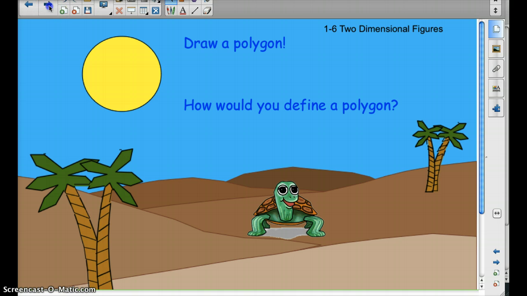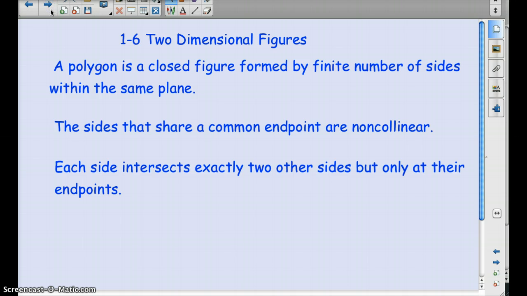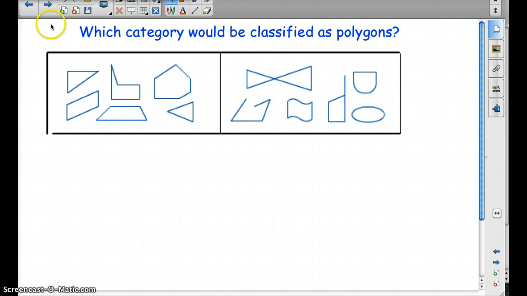All right, so the actual definition that you'll find in your book is right here. A polygon is a closed figure formed by a finite number of sides within the same plane. The sides share common endpoints that are collinear, and each side intersects exactly two other sides, but only at their endpoints. So what does that mean? Well, if we look at these figures here, can we pick out which category can be classified as polygons based on those definitions?